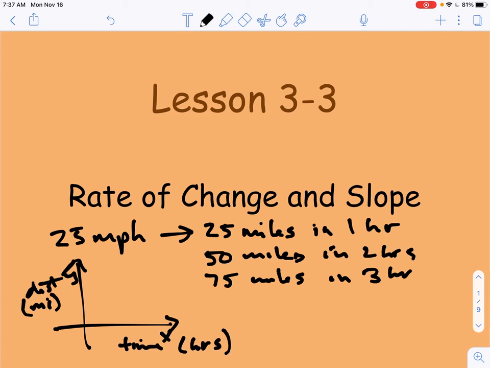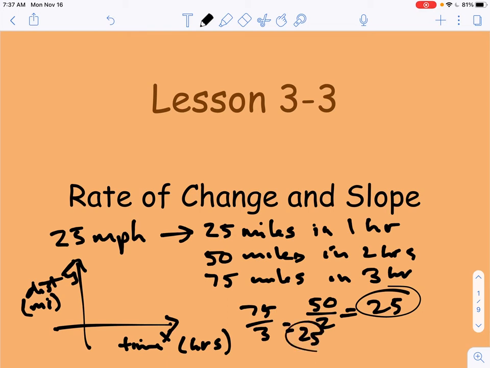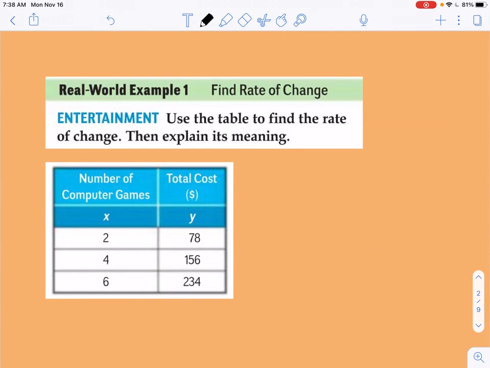Now if you look at this, it's miles per hour. If you take 50 and divide it by 2, it's 25, which gives you your rate again. If you take 75 and divide it by 3, it also gives you 25, which is your rate. So it's always a y over x relationship going on here, and that's important because we're going to use that with slope. So I just wanted to introduce that, and let's move forward.